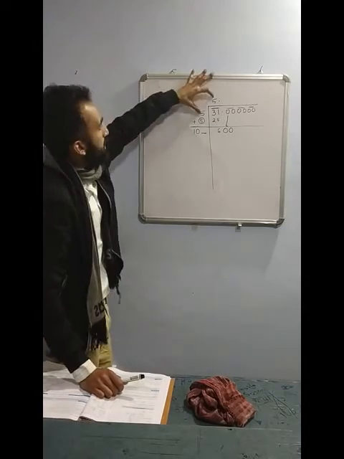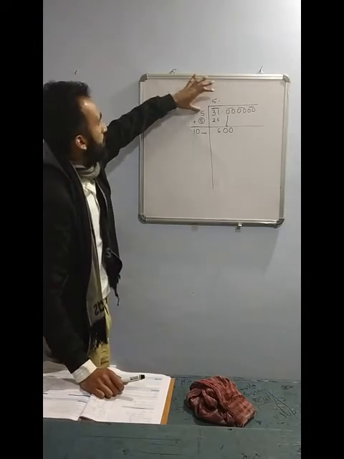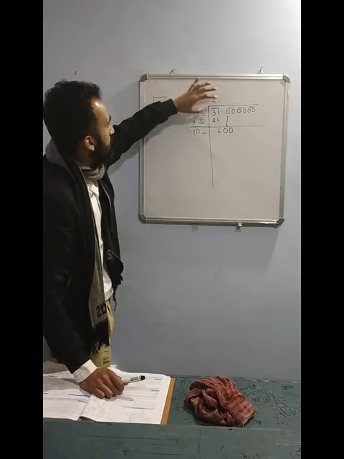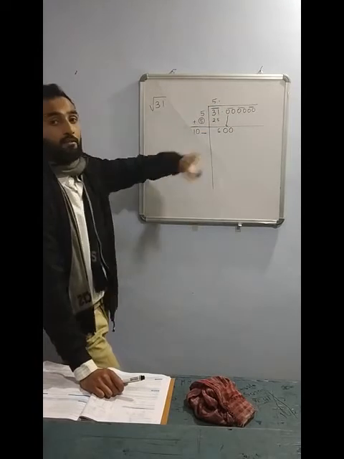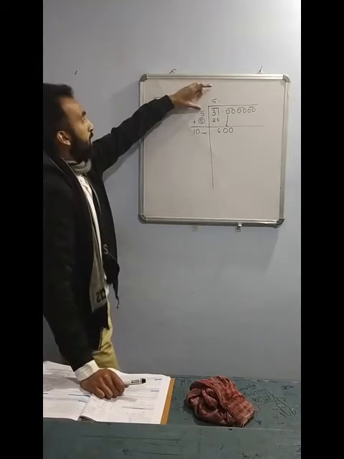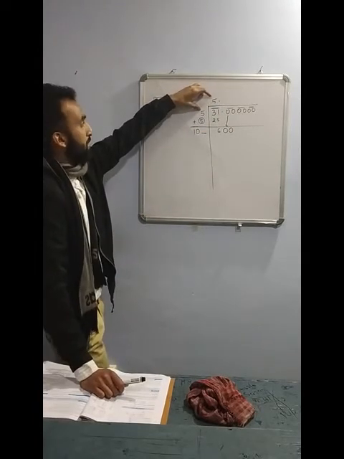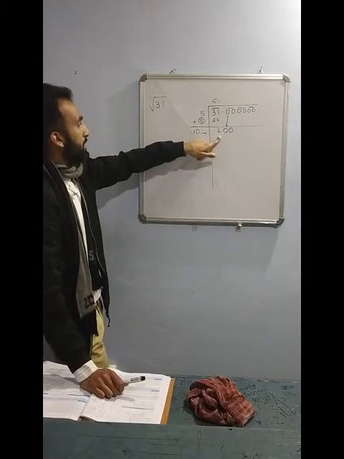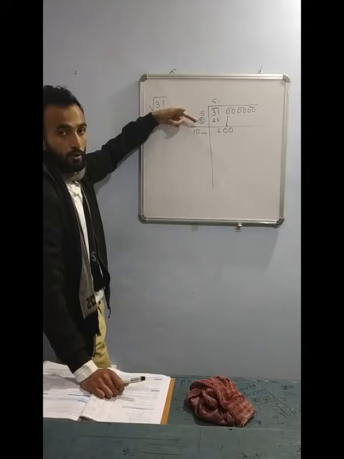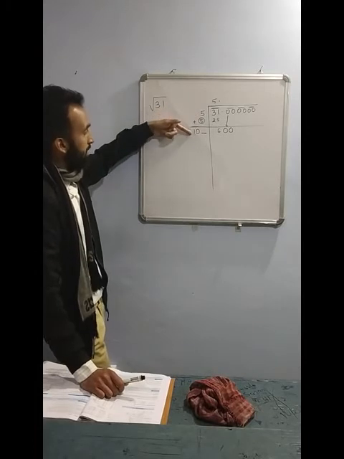So 1 1s are 1, 2 2s are 4, 3 3s are 9, 4 4s are 16, 5 5s are 25, 6 6s are 36, 7 7s are 49, like that. But here I choose 5 5s are 25, because it's the nearest one. I subtract, and after that, I got 6. Now I have to double. There is a rule you have to follow. 5 plus 5 is 10.